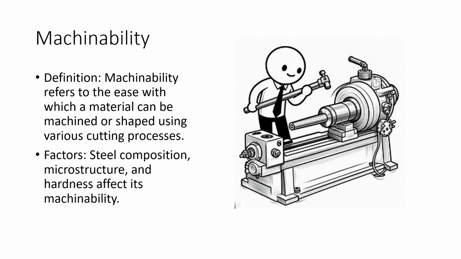Machinability. When we talk about machinability, how easily can we machine this material? How easily can we put it on a lathe and cut it? How easily can we deal with this stuff? Is it miserable material to deal with, or are we able to machine it and not have too many problems? So with steel, the steel composition, the microstructure, and the hardness all are going to affect the machinability of this material.